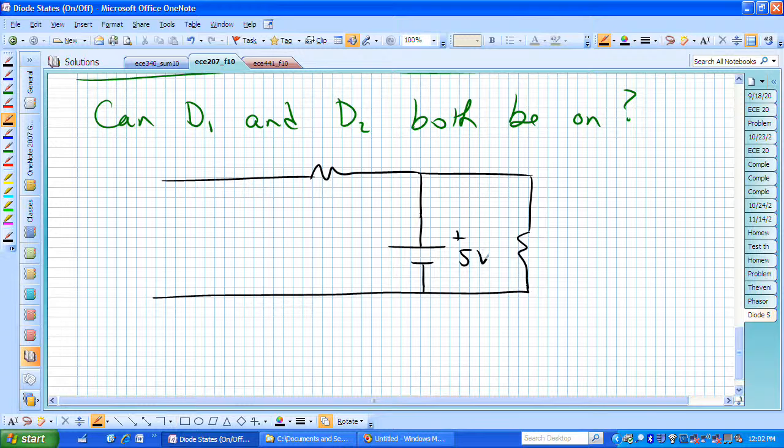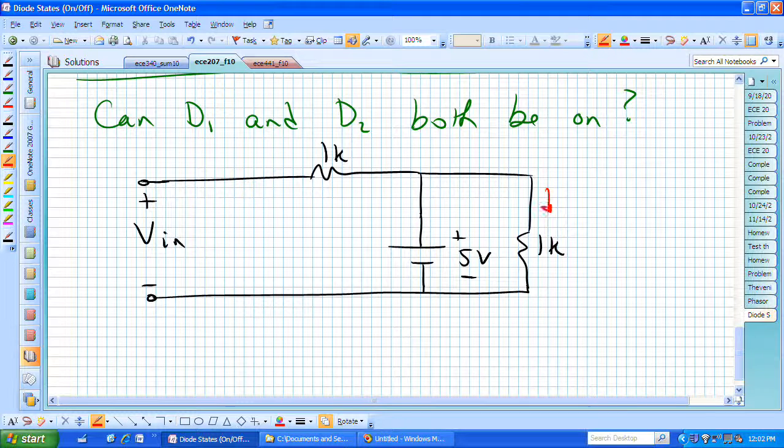Here's our 5-volt battery. Here is Vn. Here's our 1K. Here's another 1K. And now we actually have more currents to be worried about. Let's call this I1. Let's call this I2. And let's call this I source.